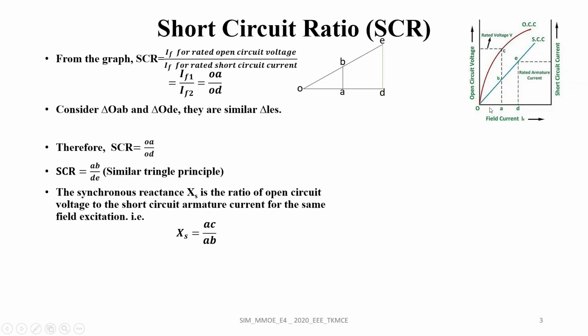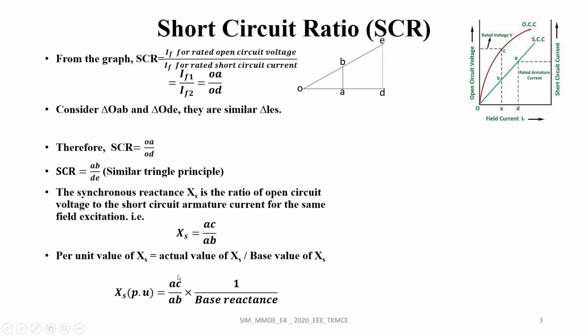Corresponding to this OA, that is IF1, open circuit voltage is AC and short circuit current is AB. So XS is equal to AC by AB for the same field current. We need to convert this synchronous reactance into per unit. How to convert an actual reactance value into per unit? Per unit value is equal to actual value by base value. In this case, actual value of XS by base value of XS.